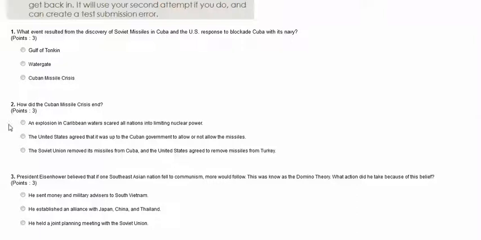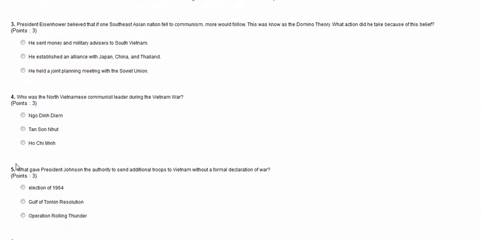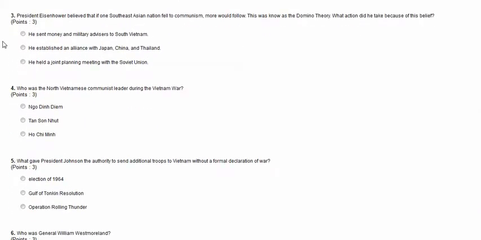An explosion in Caribbean waters scared all nations into limiting nuclear power. The United States agreed that it was up to the Cuban government to allow or not allow the missiles. Or the last option, the Soviet Union removed its missiles from Cuba and the United States agreed to remove missiles from Turkey. Question 3. President Eisenhower believed that if one Southeast Asian nation fell to communism, more would follow.